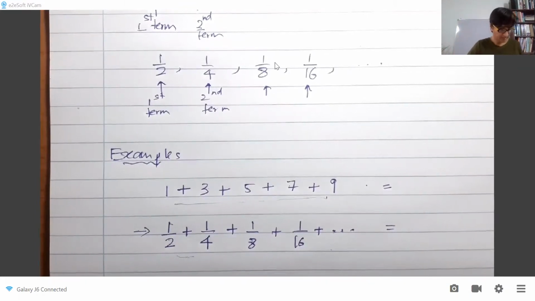Right. So is it clear what a sequence is and what a series is? A sequence is any line of numbers with a pattern or without a pattern. It doesn't matter. A series is the sum of these terms of a sequence.